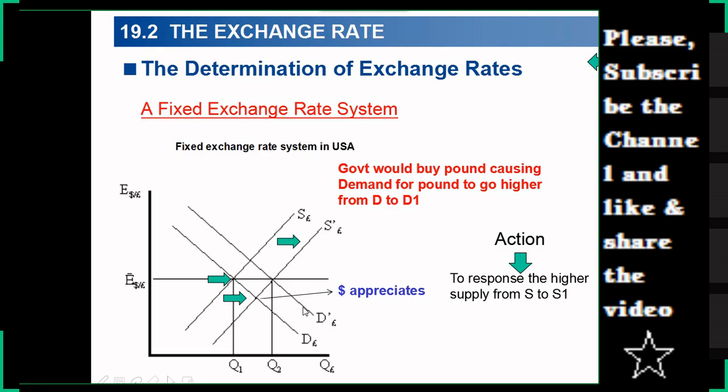Demand will increase as the government would start buying pound in USA. And then when the rate comes here, the government will say, well, we have achieved our targeted rate, so now we don't need to buy any more pound. Okay, so this is how the fixed exchange rate would be maintained.